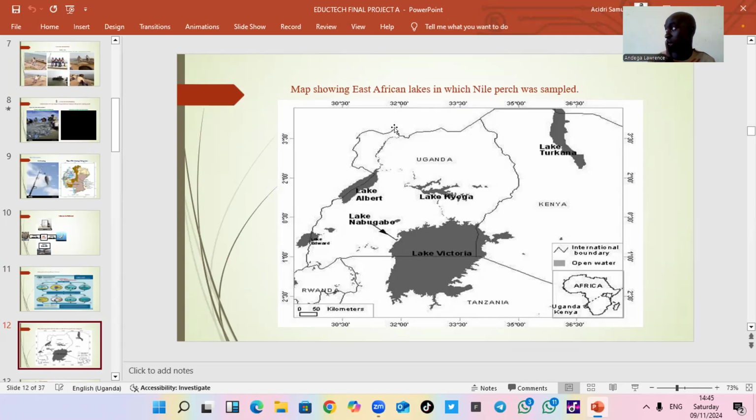So this was basically to show Nile perch that was sampled on East African lakes. And we have here Lake Albert, Lake Yoga, Lake Turkana, Lake Victoria, Lake Edward. So these are the areas where fishing can be carried out. And this map helps the learners of Senior 2 to understand the concept about fishing resources, especially when it comes to this type called Nile perch, because fish itself is a resource.